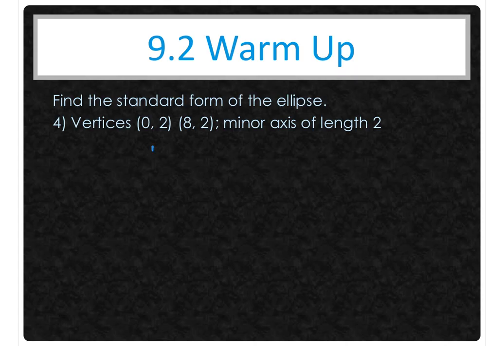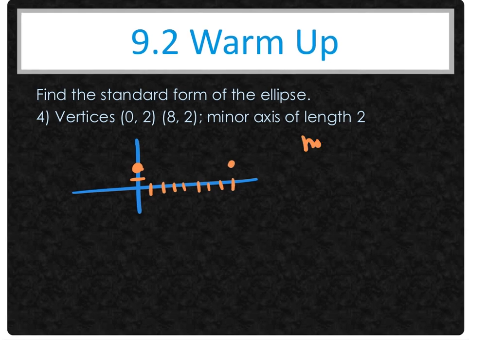If my vertices are at (0, 2) and (8, 2), okay? This tells you this is horizontal. That tells you the x gets the a. That tells you your center is the midpoint between these. So you don't have to draw it out to get the midpoint. You could literally add the two x's divided by 2 and add the two y's divided by 2. But if you draw it out already, you could also see it from here.